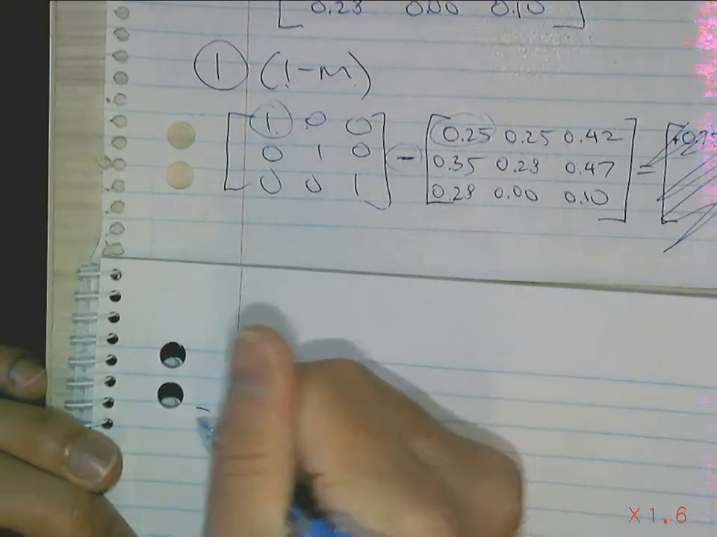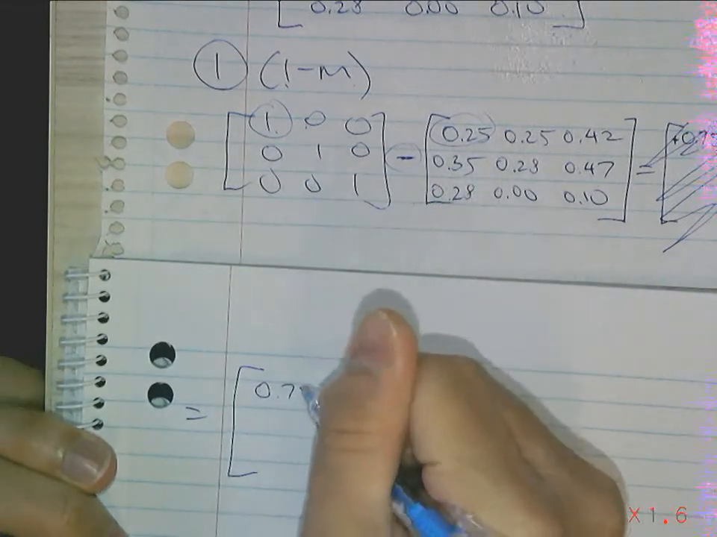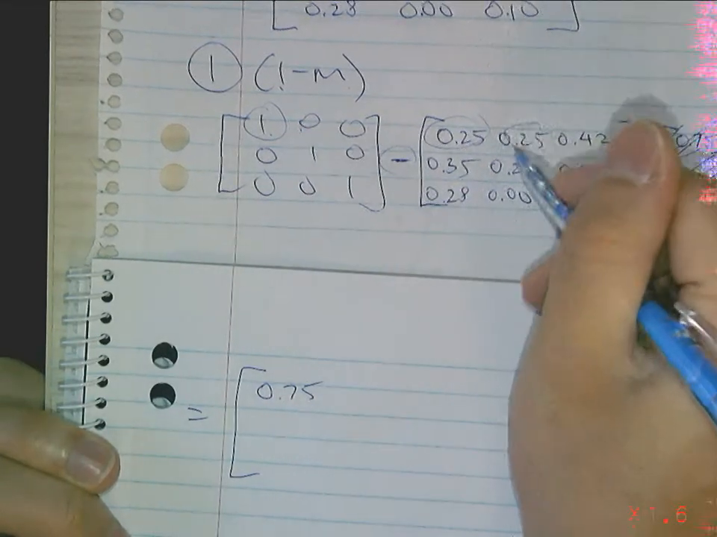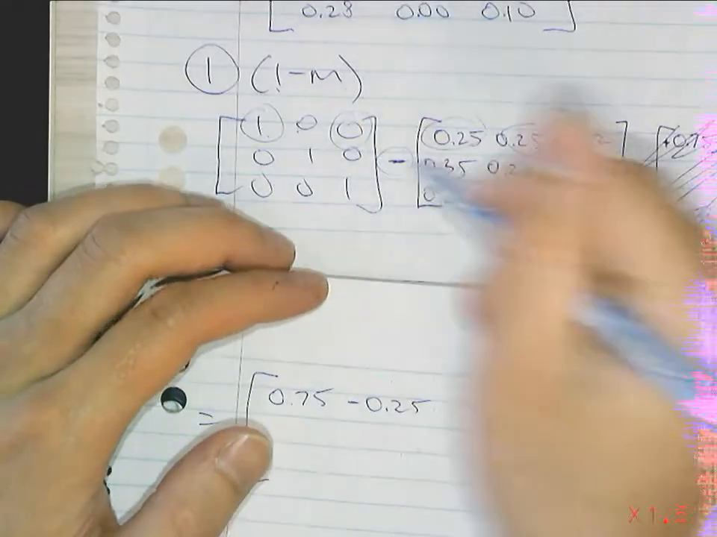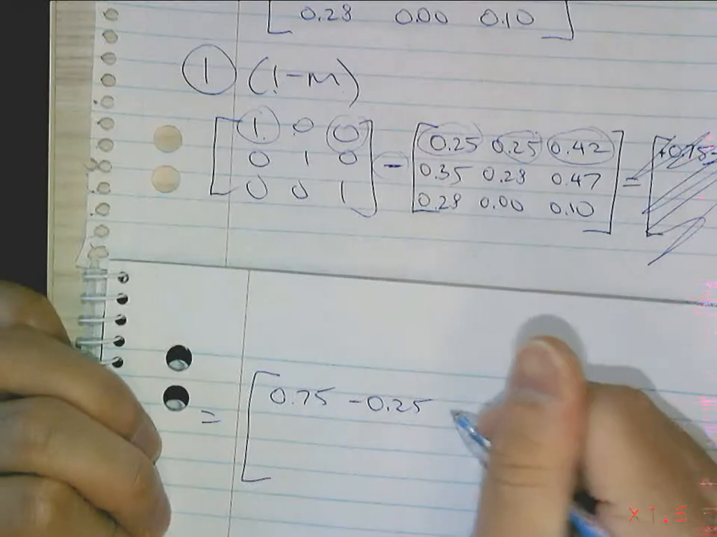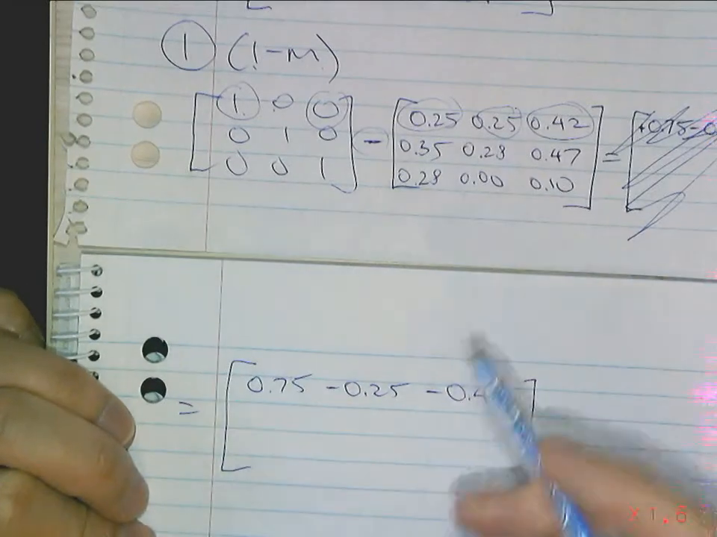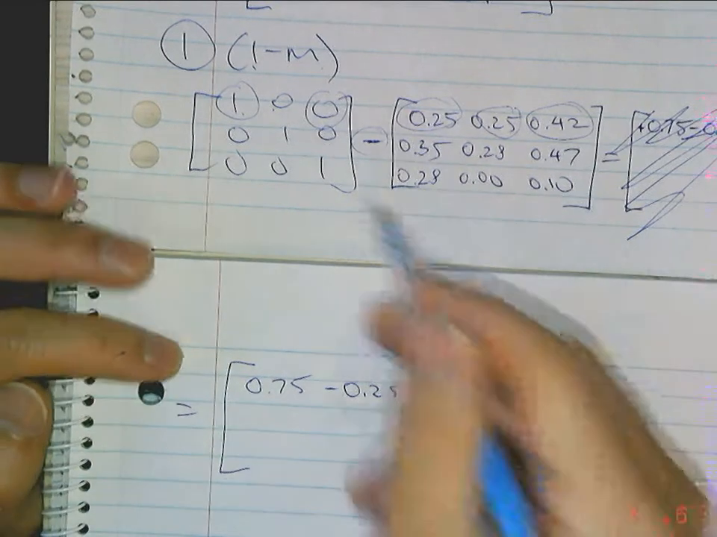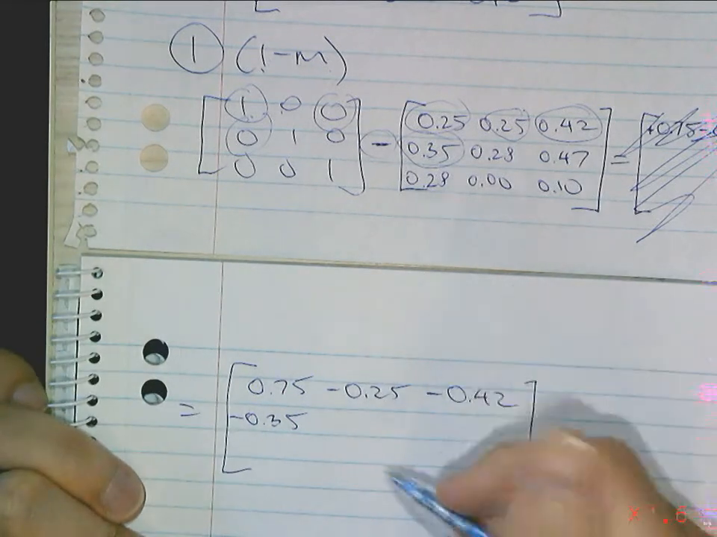Okay, so I minus M, here we go. 1 minus 0.25 is 0.75. 0 minus 0.25 is negative 0.25. 0 minus 0.42 is negative 0.42. And you just keep on going. You don't have to do it every time, and you'll be masters at this. 0 minus 0.35 is negative 0.35. I think we get the gist, so I'm just going to keep on going here if you don't mind.